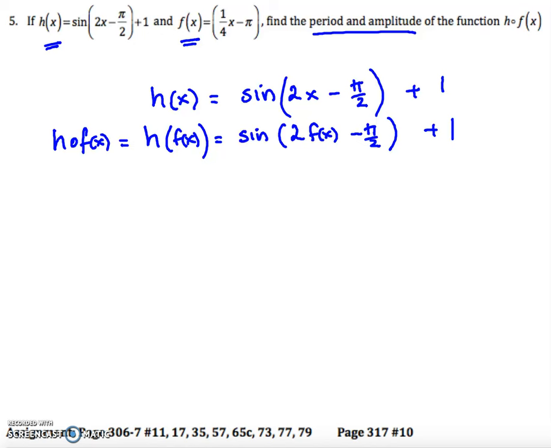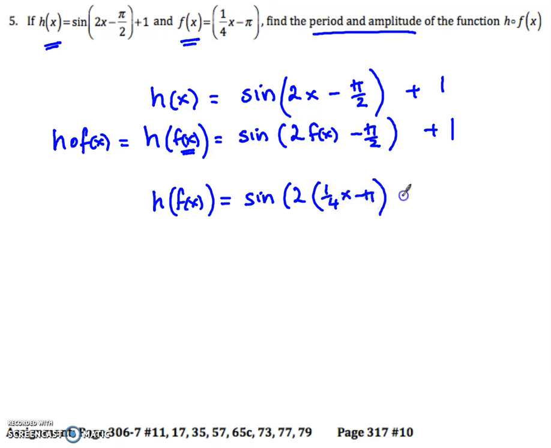And so we've started the process here. Really, h of f of x is asking us to take the function f of x and place it into the function h of x. And so when we do that, we end up with the following expression, sine and then 2, where we previously saw x, we're going to replace it with f of x, and the function f of x is 1/4 x minus pi. Let's not forget that we've also got this minus pi by 2, and we've got this plus 1 at the end. Take a moment to tidy that up for yourself now.